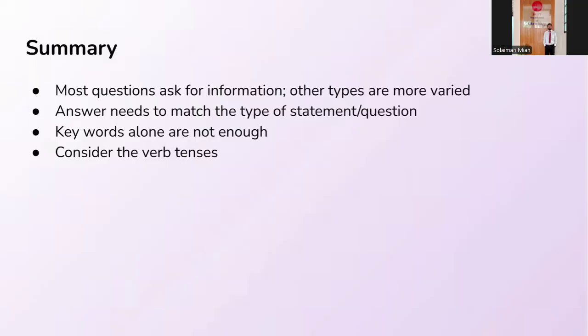To summarize, most choose a response questions ask for information, but many involve other types of content like opinions, requests, or verification. The correct answer must match the type of question and the speaker's intention, not just share keywords. Pay attention to tone, content type, and verb tense to choose the best response more confidently.